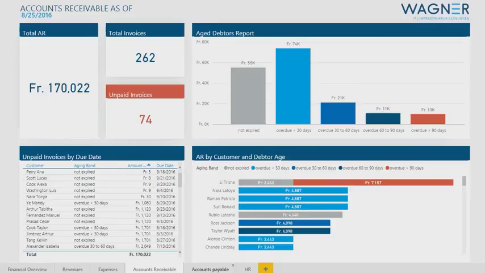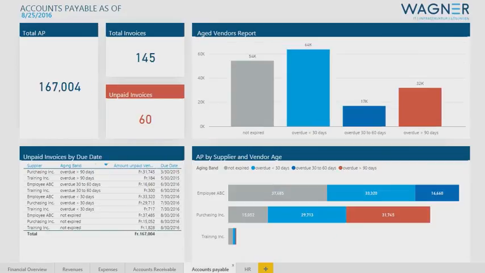Moving on to accounts payable, we see the same general logic which was driving the accounts receivable page, and won't spend too much time here.